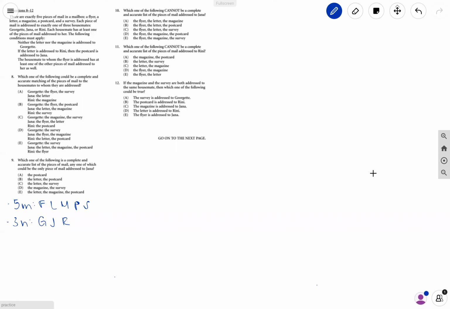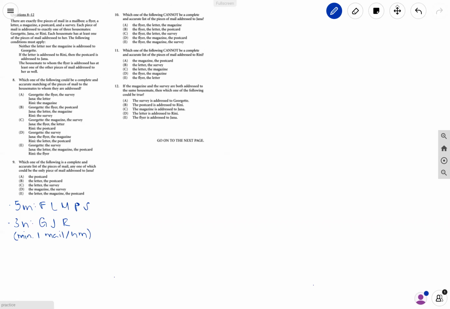Each housemate has at least one piece of mail addressed to her. So you have each of them getting a minimum of 1 mail. And then the following conditions must apply. Neither the letter nor the magazine is addressed to G. So if we're talking about G, it's not L and it's not M.